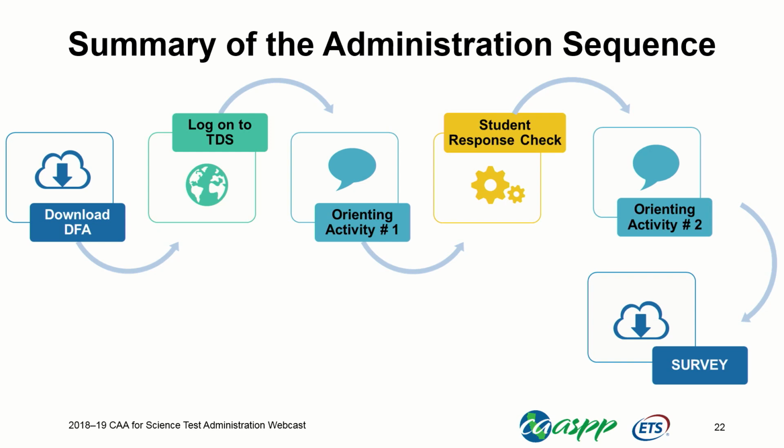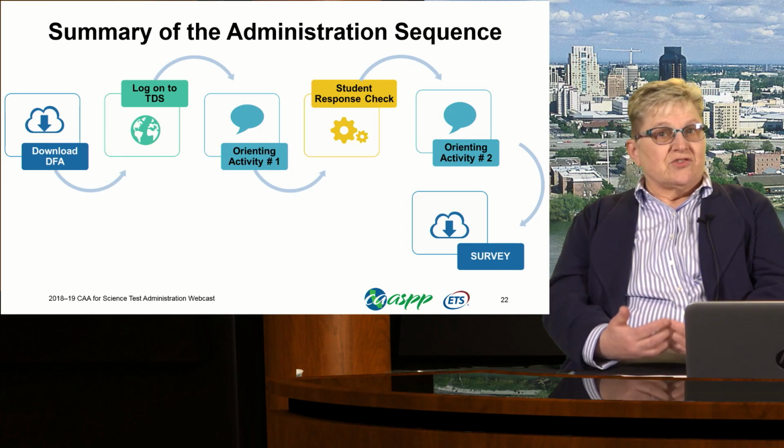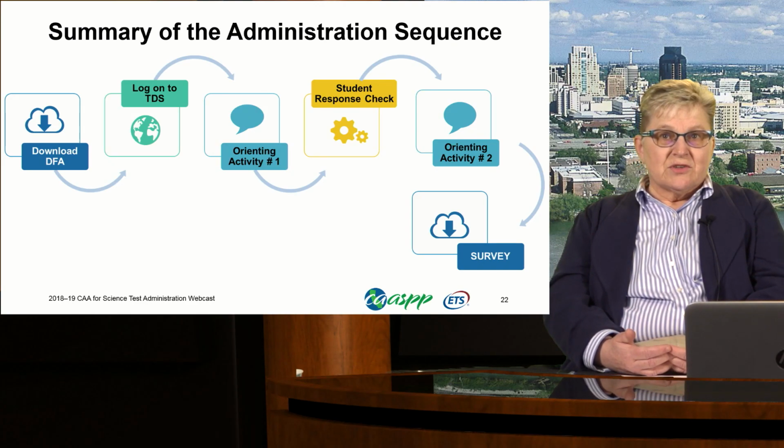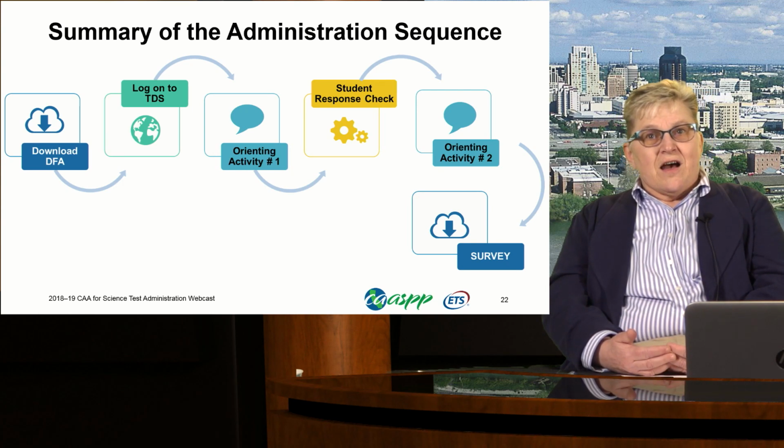So you download the DFA, you review, so we're missing some steps here. You review the DFA, you get your materials together that you need. You determine whether you're going to individualize for that particular student. Once you are ready to administer the test, you log into the test delivery system. You administer the orienting activity.